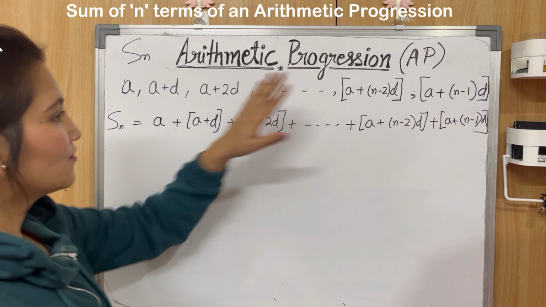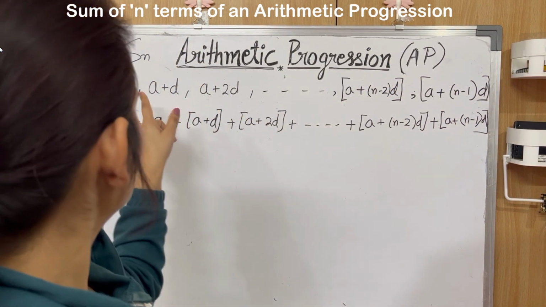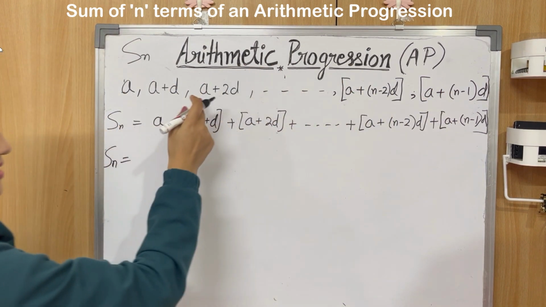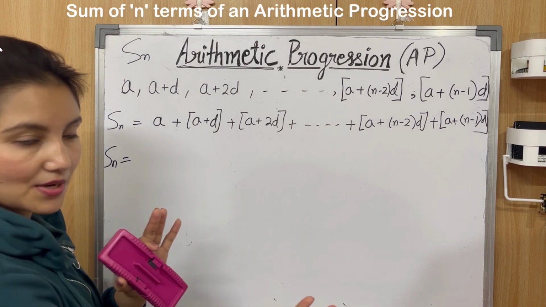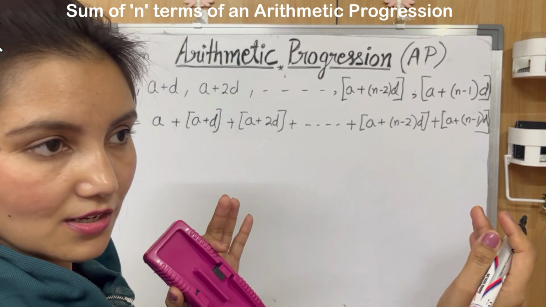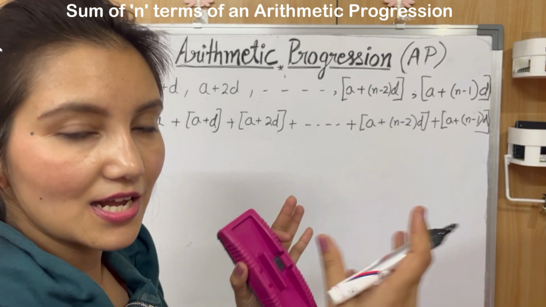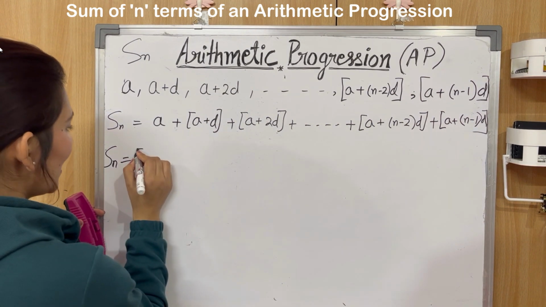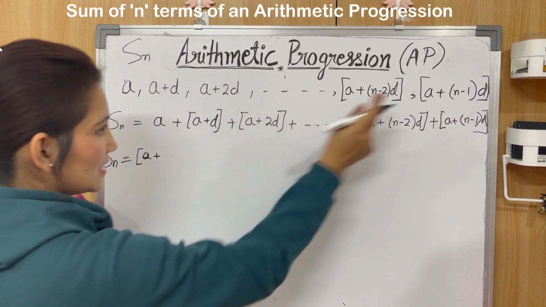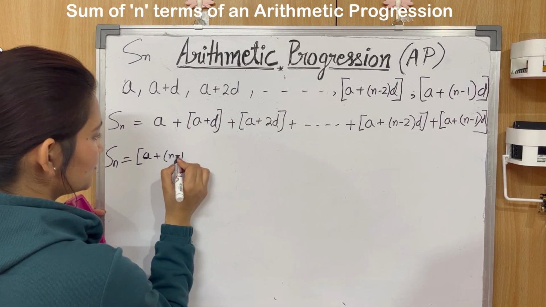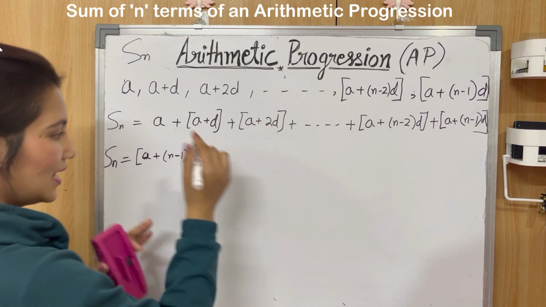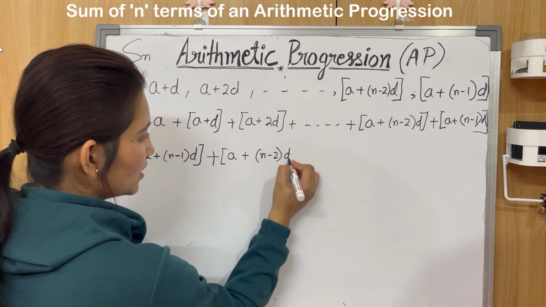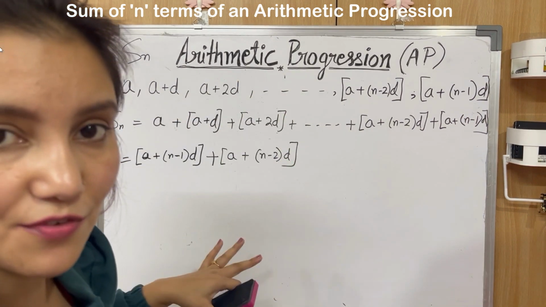Now let's reverse this AP. So let's write this sum this way: this plus this plus this plus this, in reverse order. The sum would be the same, right? You add 1 plus 2 plus 3, or you add 3 plus 2 plus 1, the answer would be the same. So instead of adding it this way, we are reversing the order and adding it like this: A plus (n minus 1) into D, the last term, plus the second last term A plus (n minus 2)D.